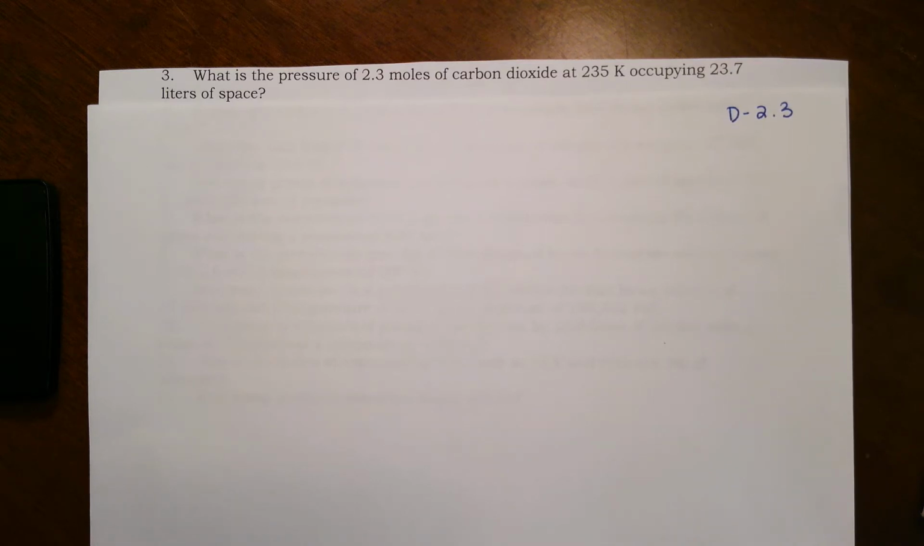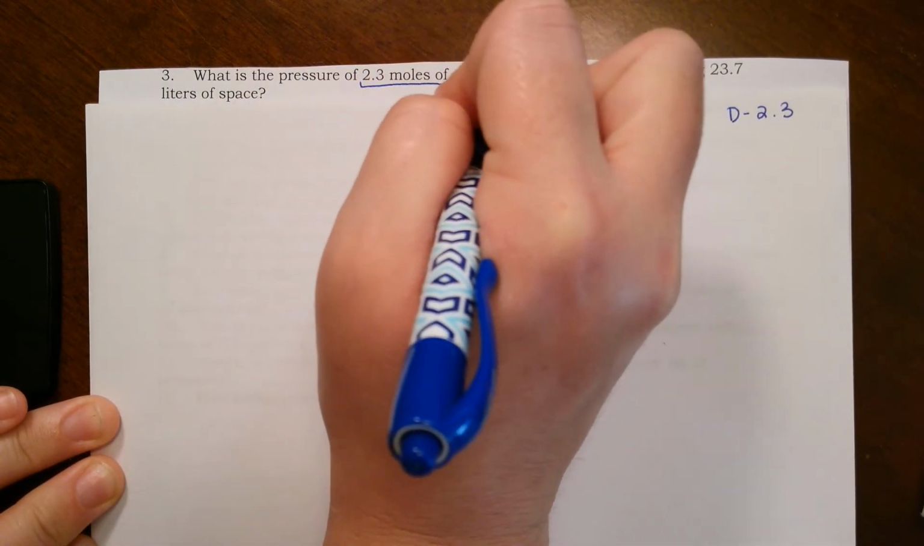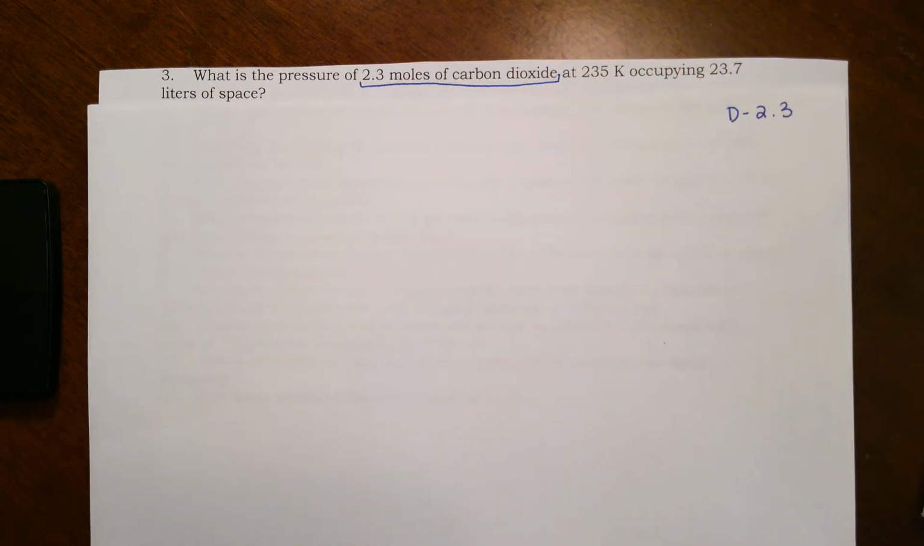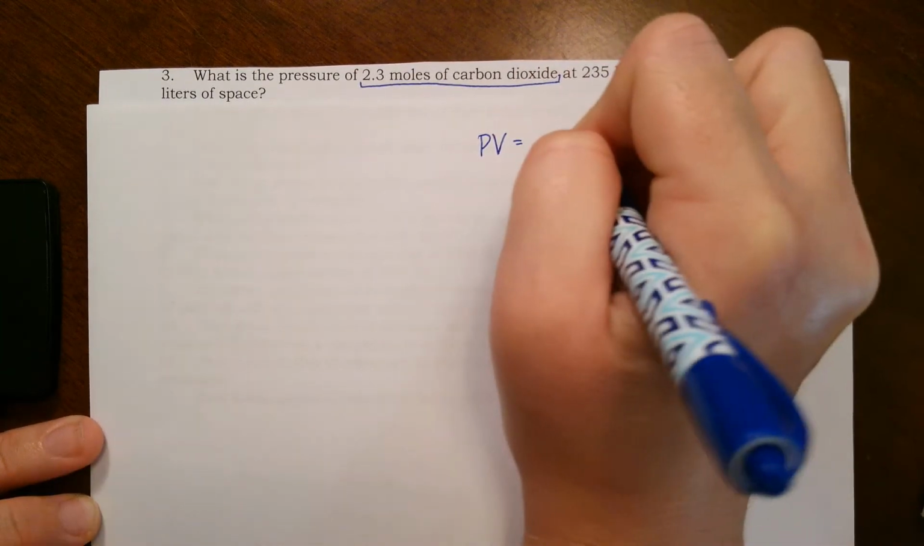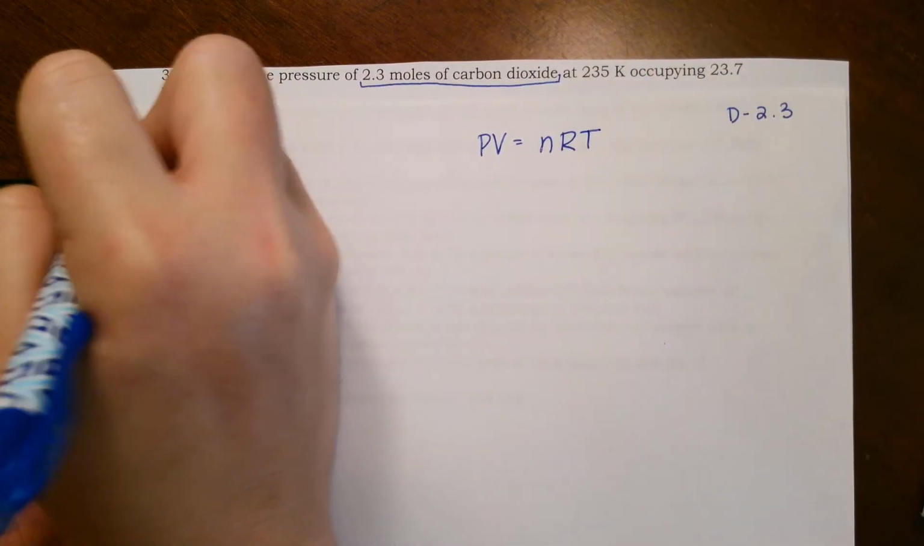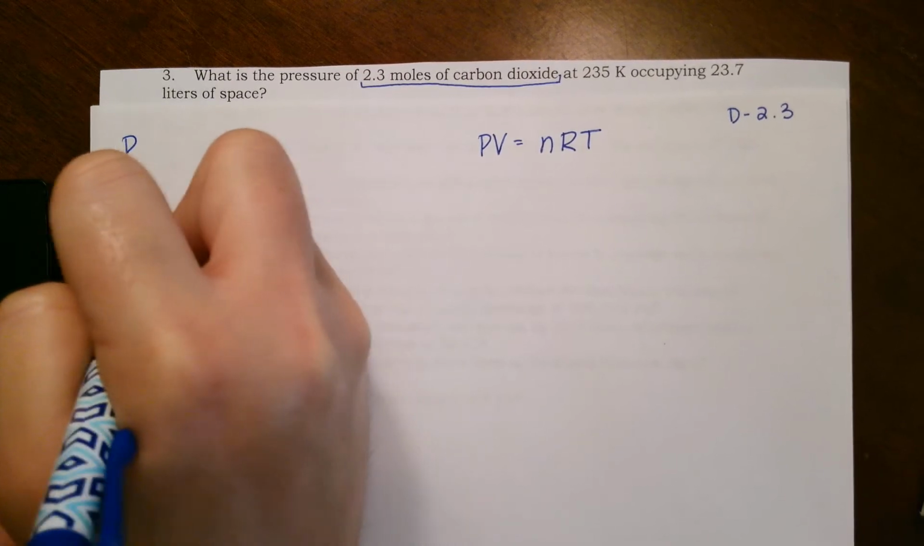So for this one, we know we're going to be using the ideal gas law, first off because the title of the section is Ideal Gas Law Practice, but the other reason is because it gives us a specific quantity. So it says 2.3 moles of carbon dioxide. Anytime you see moles or grams in a problem, you're going to have to use the ideal gas law. So it's going to be PV equals nRT. So we have all those variables.